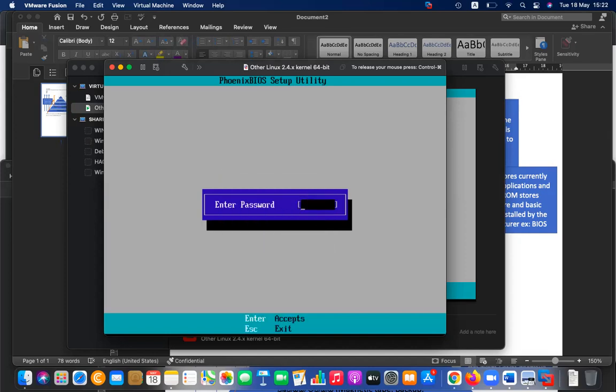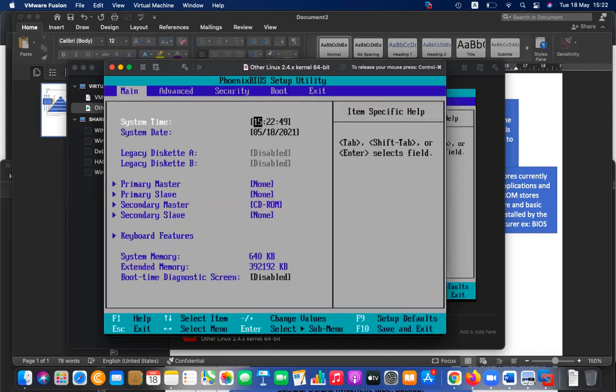Again, the problem is my virtual machine has become slow. Okay, now you can see. Right, this is where you configure. Anyway, these are manufacturer installed software.